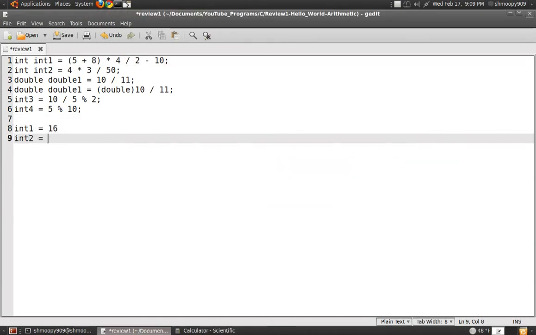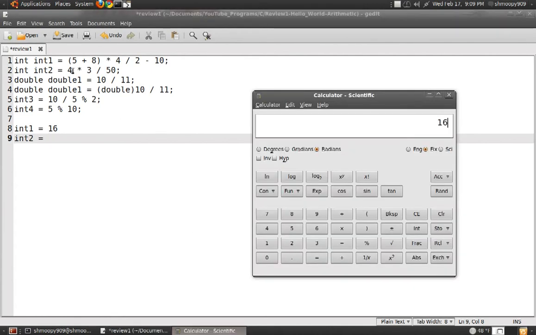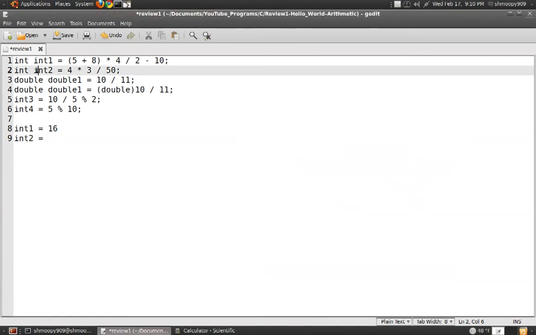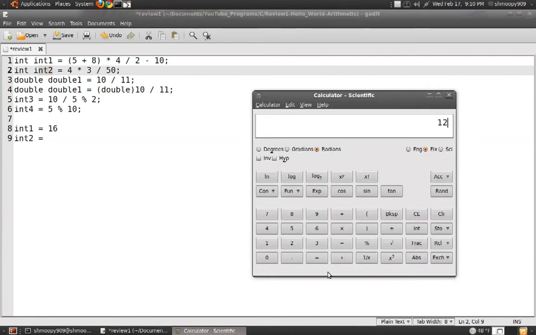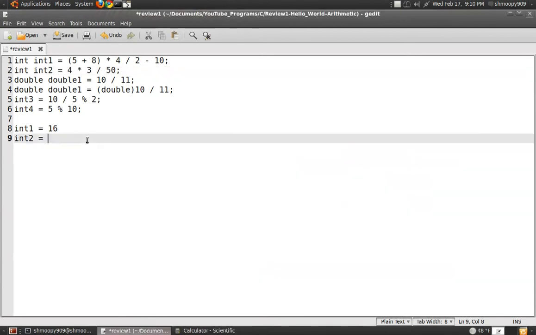Let's go over the second one. Now we know that this one's very tricky actually. We know that the multiplier and the divider have equal precedence, so it will go from left to right. So do 4 times 3, which should be 12. But look here, we have a divide by 50. Notice what's on the left hand side is an integer. So if we take 12 and divide it by 50, we get 0.24, but remember, integers do not hold the decimal places. It will be sliced off, as we call it, so this will just be equal to 0.